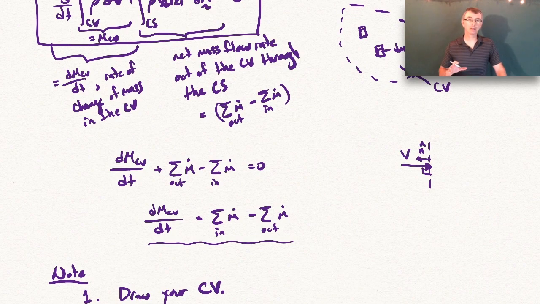So choose your control volume to keep it around what you're interested in, and also to facilitate the calculations. Those are the only 2 things I can really tell you in general on how to choose control volumes. So just do a lot of practice and you'll get better at it. But always draw your control volume.